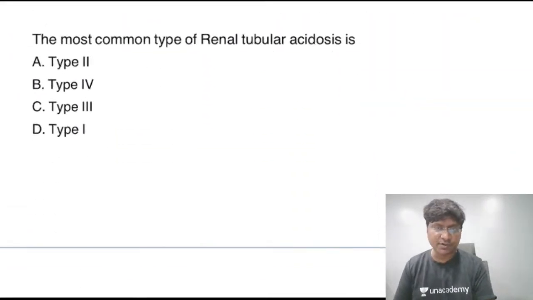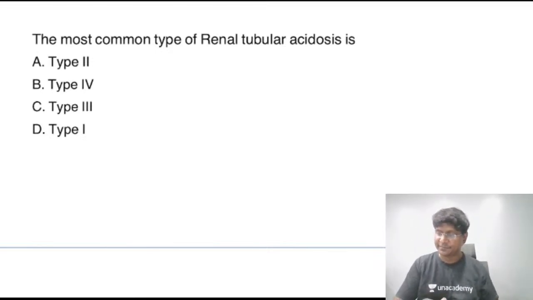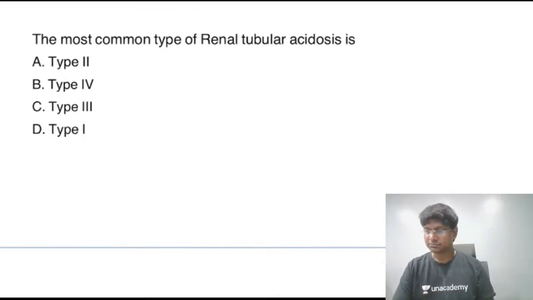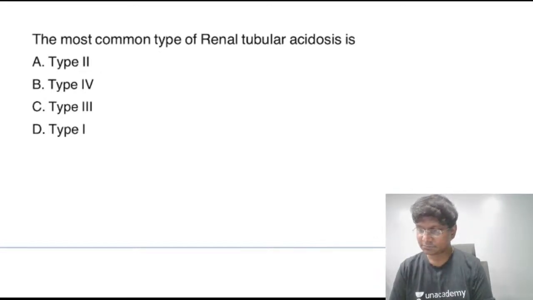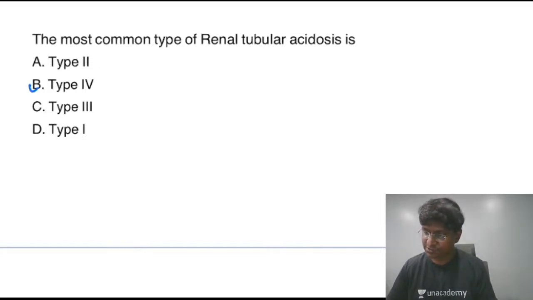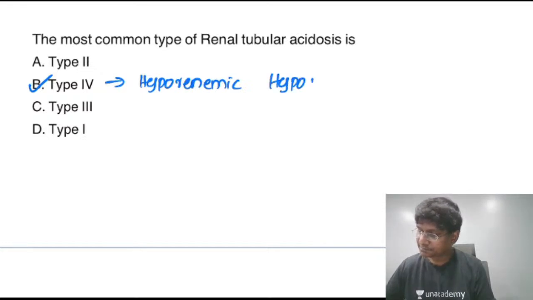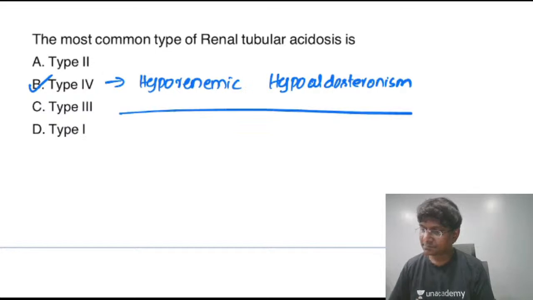What is the most common type of renal tubular acidosis? Type 2, type 4, type 3, type 1. The most common type of renal tubular acidosis is type 4, which is characterized by hyporeninemic hypoaldosteronism. So type 4 is the most common type of renal tubular acidosis.